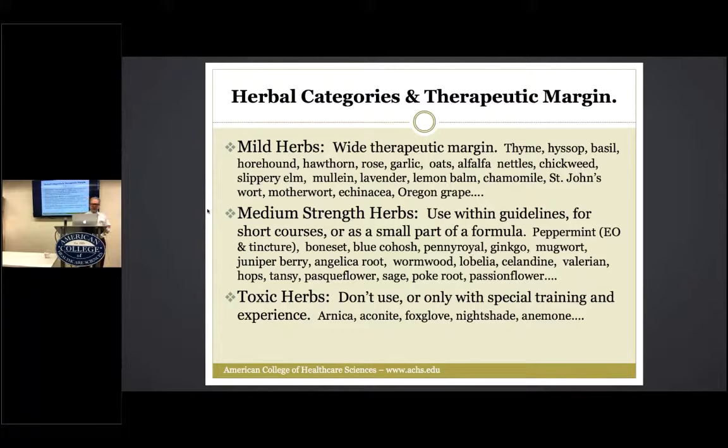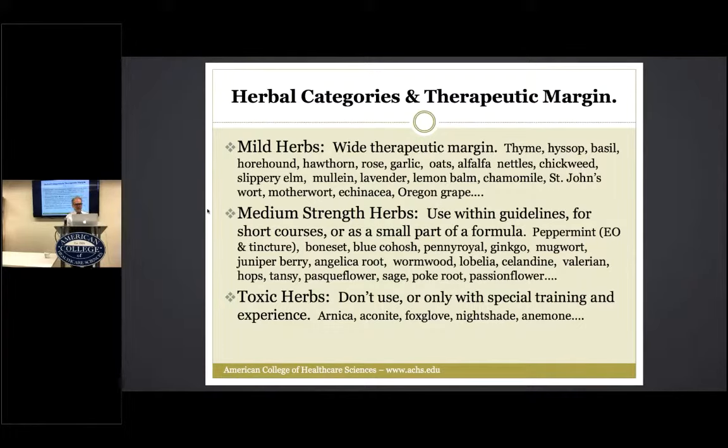Mugwort, juniper berry, angelica root, wormwood, lobelia, valerian. Some people are surprised to see valerian on the list, but valerian taken for too long and too high of a dose will actually replicate the symptoms that people take valerian to eliminate. A couple of my students shared in class that they got jittery and had delusions and insomnia, but because valerian helps them sleep, they thought, I'll just take it forever. No, that's not a good idea. You need to take breaks on that.